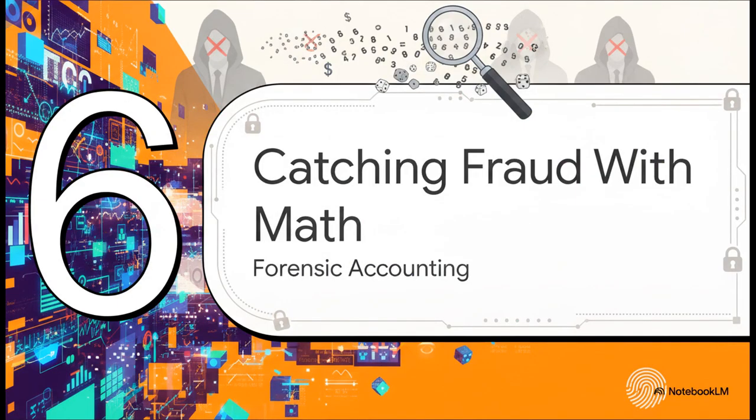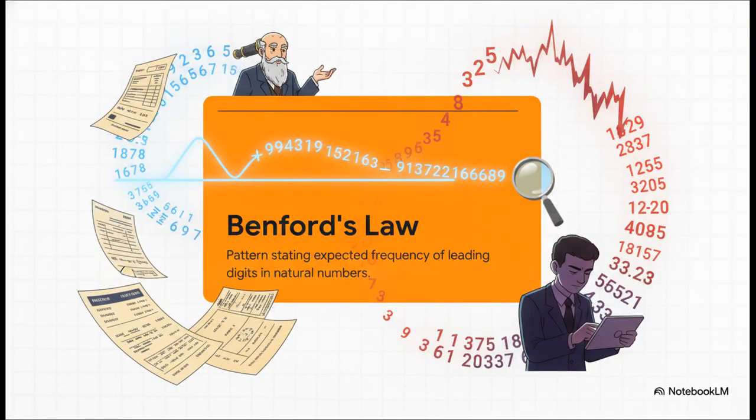And finally, Section 6, Catching Fraud with Math. Enter Benford's Law. This was discovered by an astronomer named Frank Benford way back in 1881. It's a mathematical pattern that states the expected frequency of leading digits in naturally occurring numbers. Basically, this law outlines a natural, highly predictable curve for financial data. And the true beauty of it? Whenever there's manual human interference, like a fraudster making up fake invoice amounts out of thin air, it inevitably breaks this natural curve.